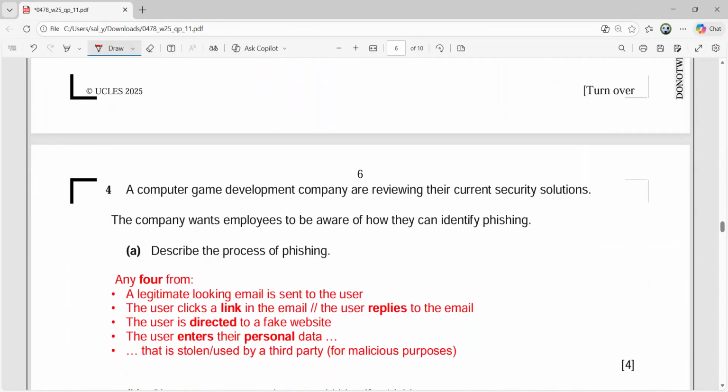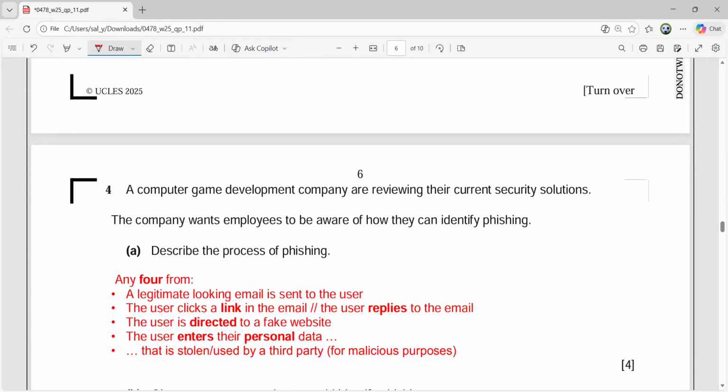Question number 4. A computer game development company are reviewing their current security solutions. The company wants employees to be aware of how they can identify phishing. Describe the process of phishing. It's a 4-mark question. So what is phishing? It's a legitimate looking email that is sent to the user. The user clicks a link in the email, or the user replies to the email. So once the user is doing any of this activity, he is taken to a fake site, and the user is going to enter the personal data, and it is going to be stolen by a third party.